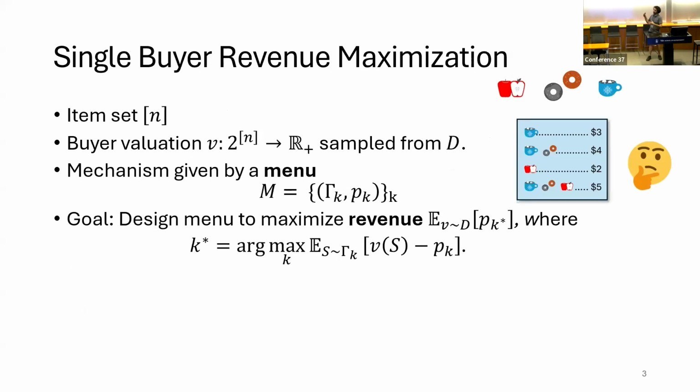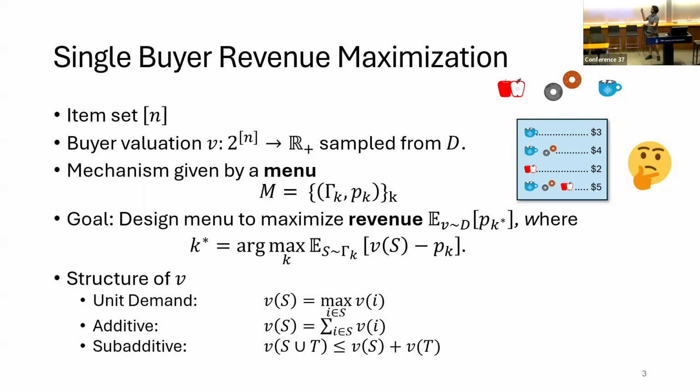And so the main problem that I'm going to talk about today is actually not profit inequalities, but this single buyer revenue maximization problem. Although since this is the profit inequality track, I will be sure to say some things about that result as well. So in this single buyer revenue maximization problem, we have a set of n items, and we have a buyer with a private valuation V sampled from some public distribution D. And our goal is to devise a mechanism, which in this setting can be represented by a menu, to maximize our expected revenue when the buyer picks their favorite menu item to maximize their utility.